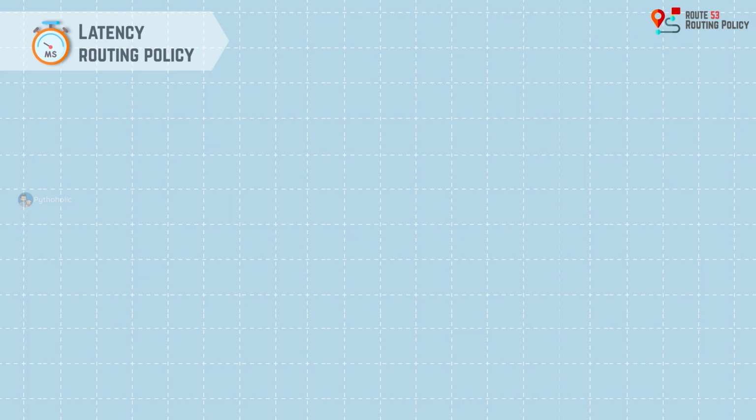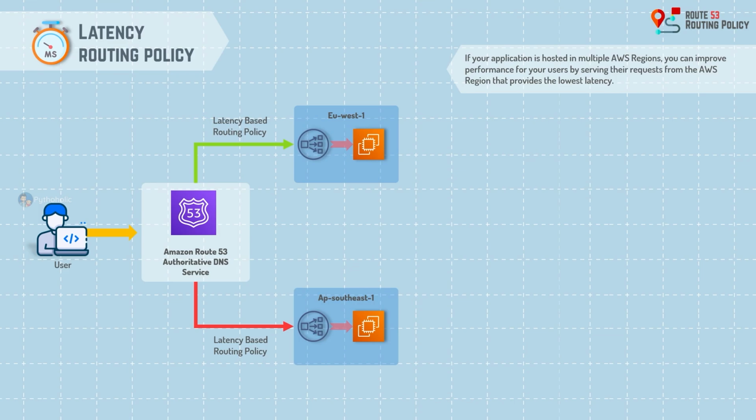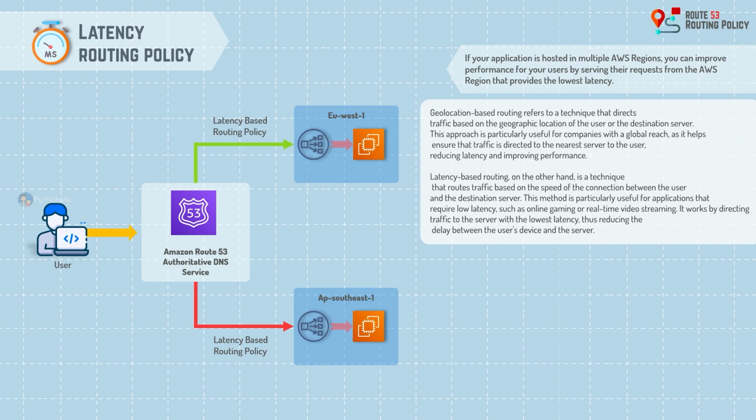This is one of my favorites. Let's imagine you are in New York and you're visiting a website that has a server in both New York and California. The website will automatically direct you to the server that has the fastest response time, which is probably the one in New York. So this means you'll get a faster and more enjoyable experience on the website.